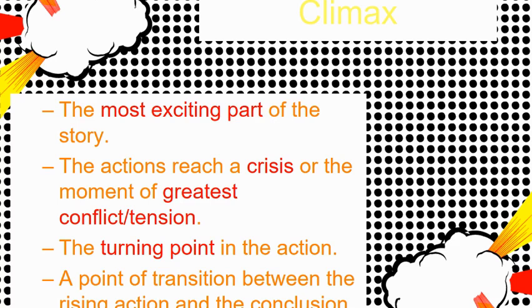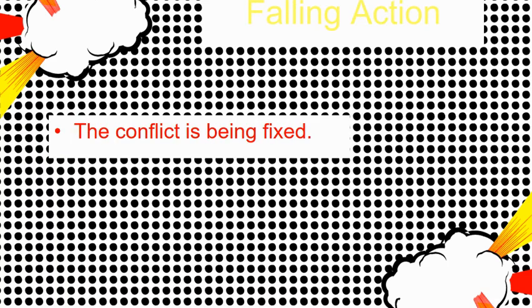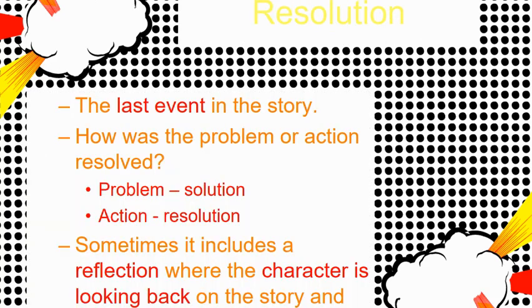If your character is going to have a character change, this is often the part of the story where that happens. And as you can see by looking at a plot diagram, this is the transition or the bridge between the rising action and then going into the falling action and conclusion of the story. The falling action is where that conflict is being fixed. And then the resolution is the end of the story.